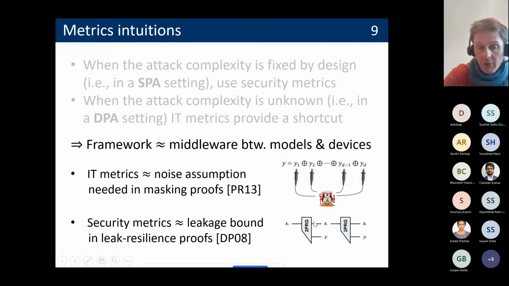But if you look at other types of countermeasures, at the bottom of the slide I show some leakage resilient mode of operation where you do rekeying. You start from a key, you generate a stream and a fresh key. Then you are typically in this case where the number of traces to attack is fixed by design, and the leakage bound that they need in the proofs can be connected to security metrics. So both of them are useful, and both of them provide a way to quantify what the assumptions are that we need in security proofs.